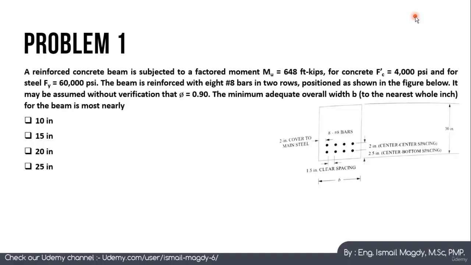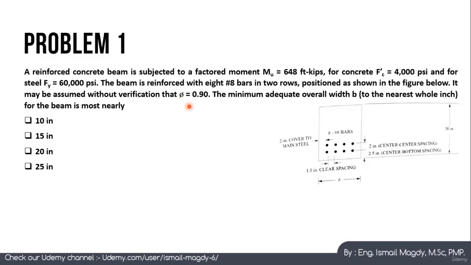The beam is reinforced with number 8 bars in 2 rows, positioned as shown in this figure. It may be assumed without verification that phi equals 0.9. This means it is a tension controlled section, and we don't have to go through the steps to verify the value of phi. We can take it directly as 0.9.